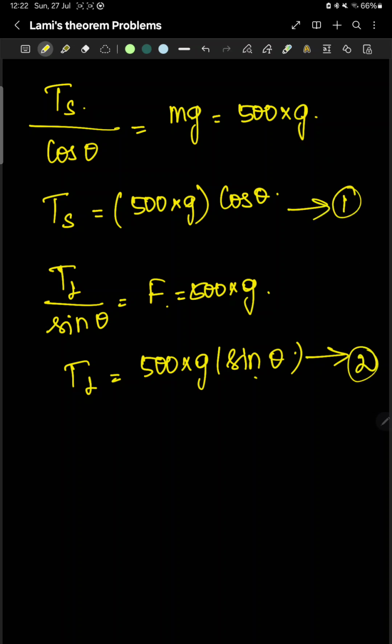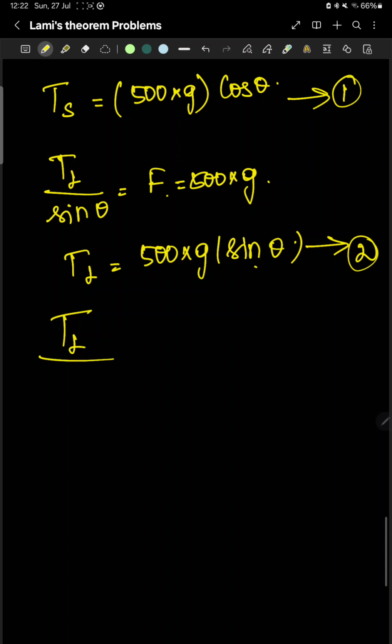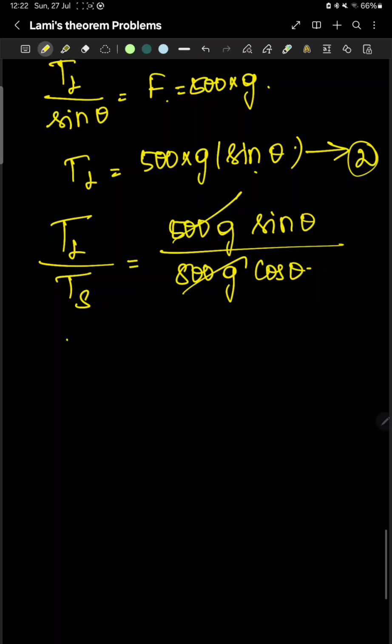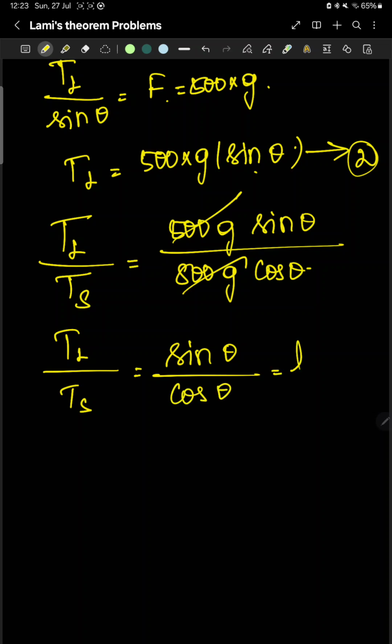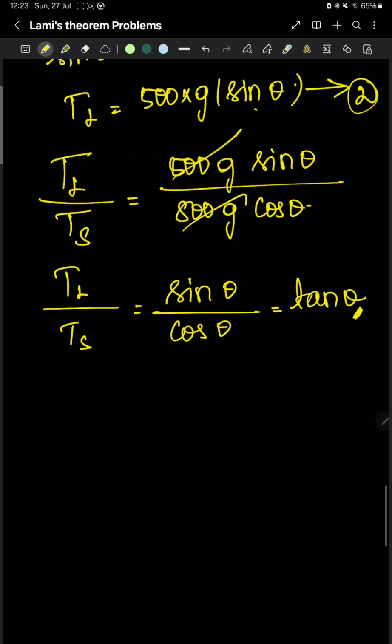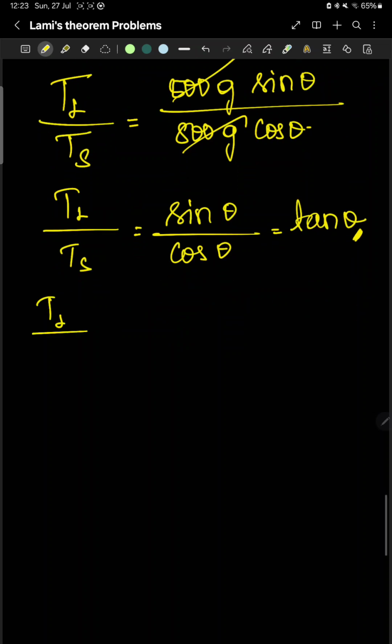Let us consider this as equation 1 and this as equation 2. In the question they asked us to find the ratio of TL divided by Ts. So TL is 500G sin theta divided by Ts, which is 500 into G divided by cos theta. So I can cancel it out. Finally, I can write TL by Ts is equal to sin theta divided by cos theta, which is tan theta. And here I want to know what is this theta.